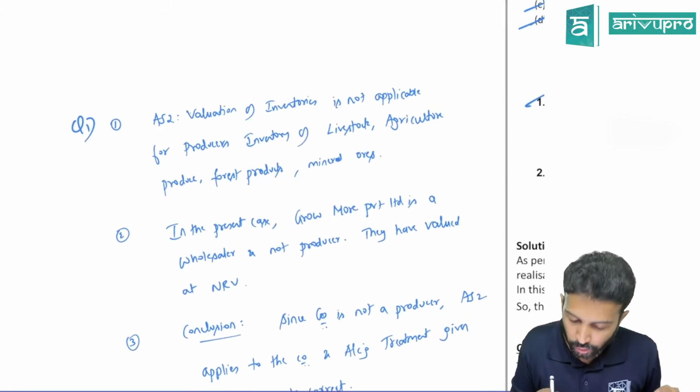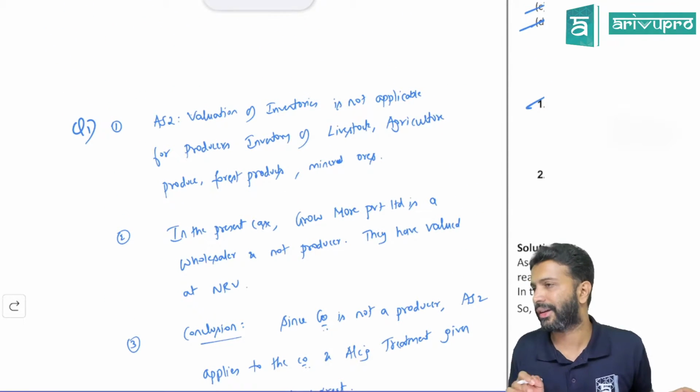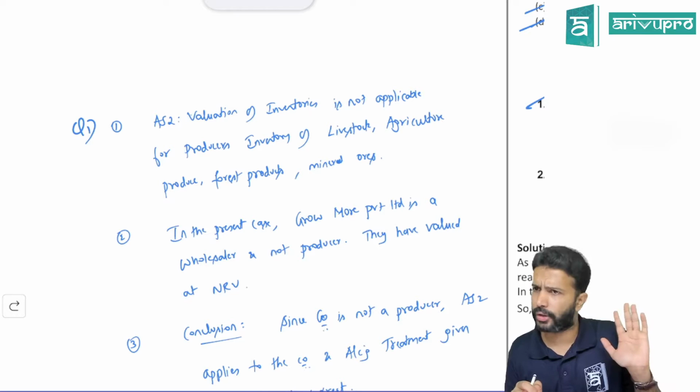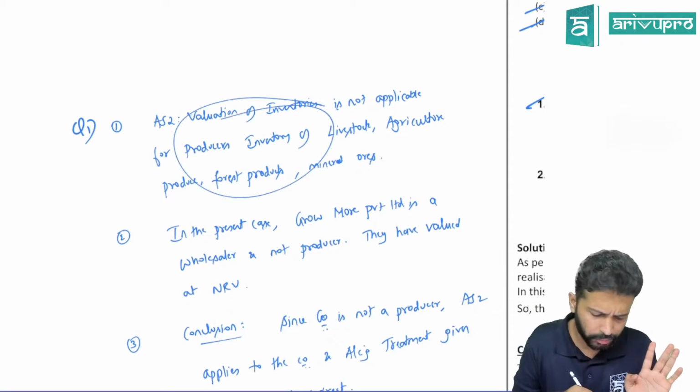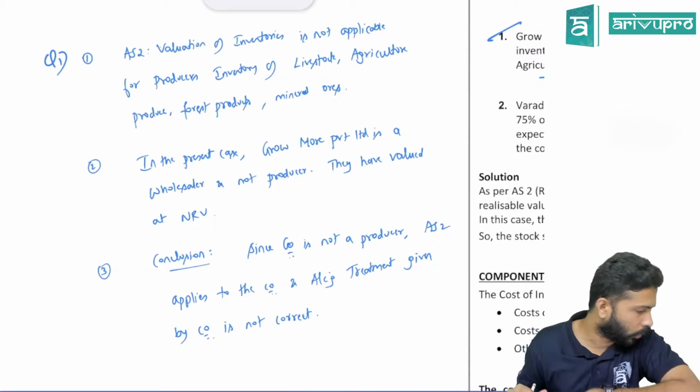So the only thing you need to know is the AS provision. Rest everything is your vocabulary, your words. No need to mug up these AS questions. Only try to remember the provisions. Rest everything you can write in your own words.